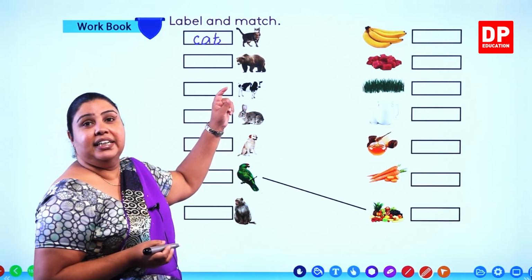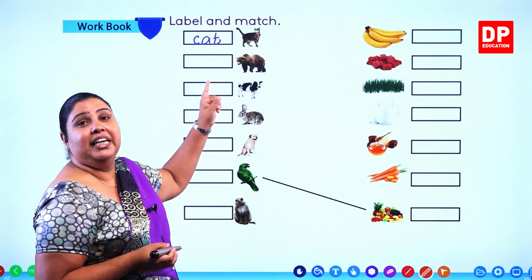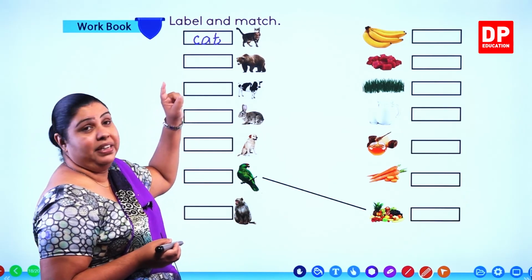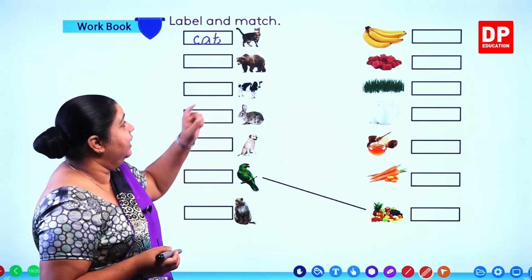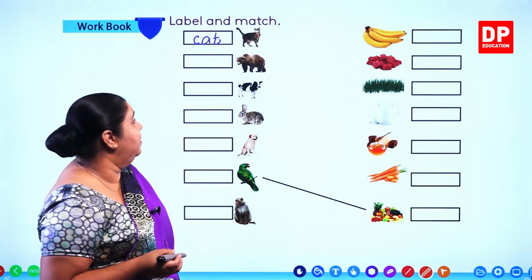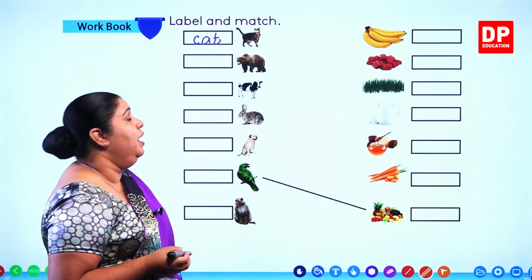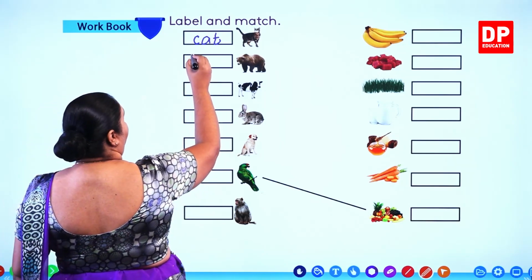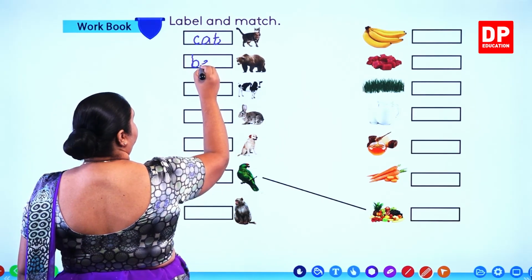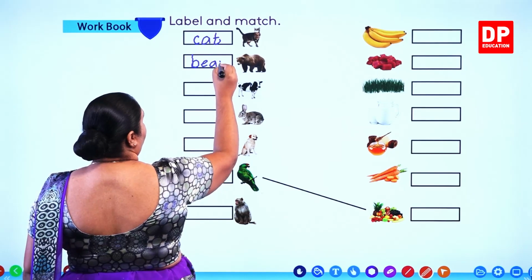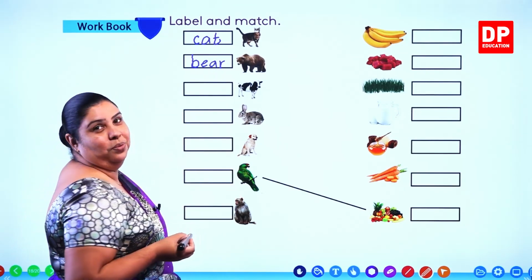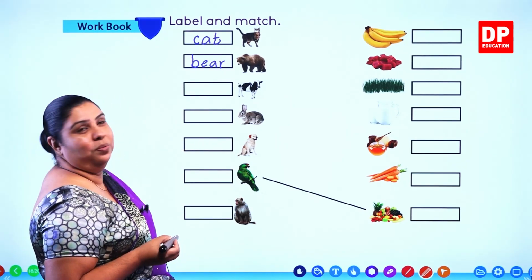Then who is our second animal over here? It's the bear. We have the bear. How do we write the word bear? B-E-A-R. Bear.